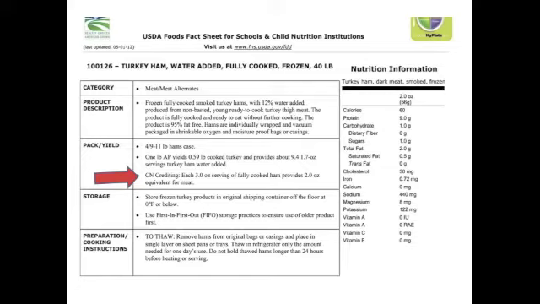Here is an example of a USDA food fact sheet on USDA Foods turkey ham. Notice that there are nutrition facts on the right-hand side, and in the pack yield section is the crediting information for the product. You can see here that 3 ounces of this ham only equals 2 meat ounce equivalent because of the added water weight.